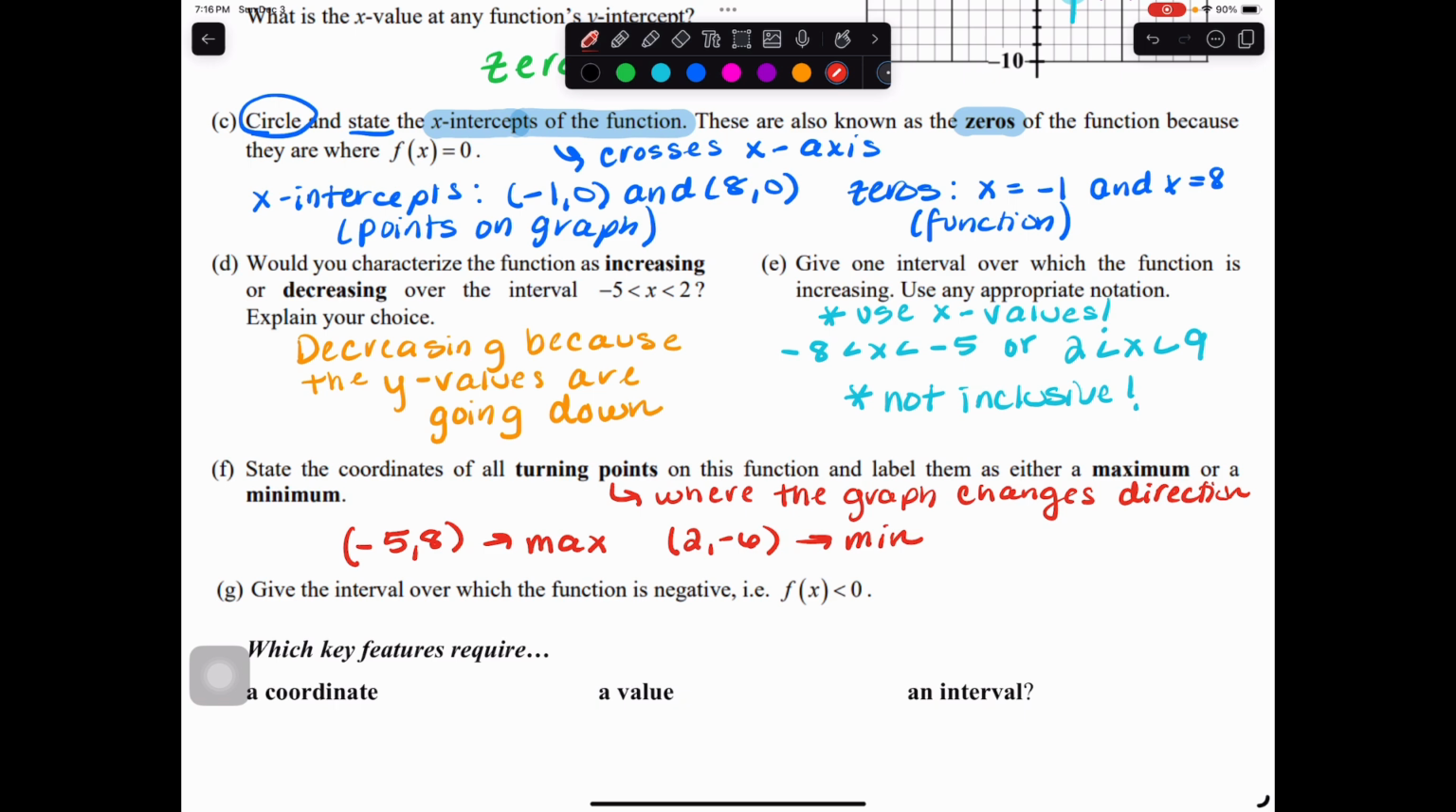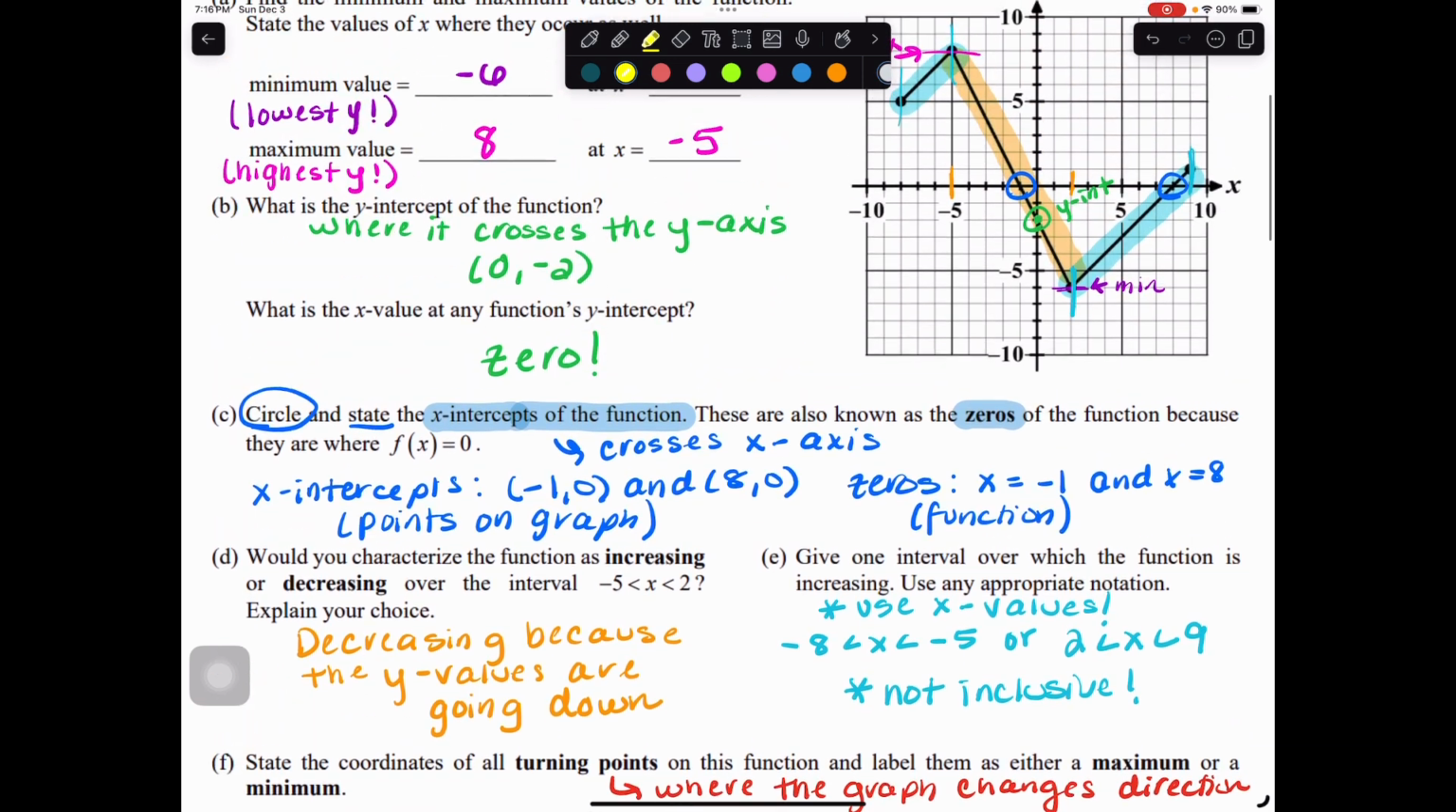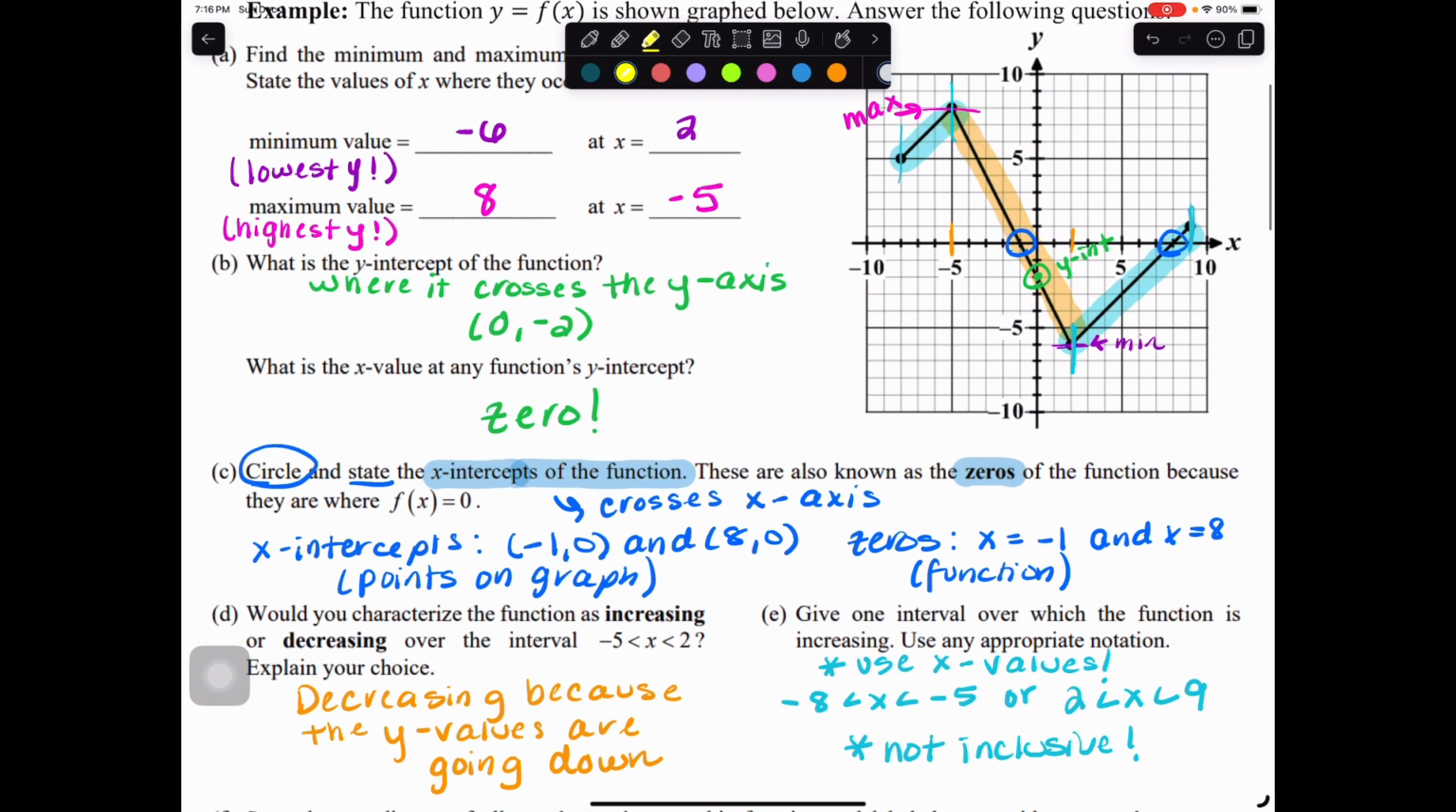And then lastly, it says give the interval over which the function is negative. So I'm going to highlight that word negative. And it's going to correspond to where we highlight on the graph. So negative means where the function is less than 0. So when we look at the graph, that means we want to look at all the places where the function would be less than 0, which is going to be this bottom portion of the graph. That's where the function would be negative.